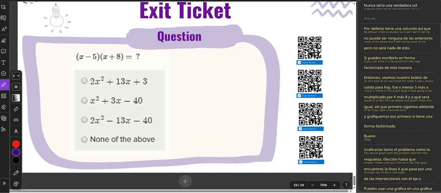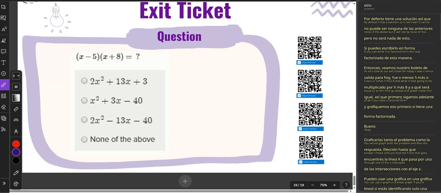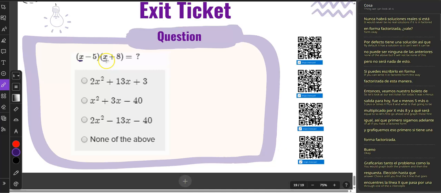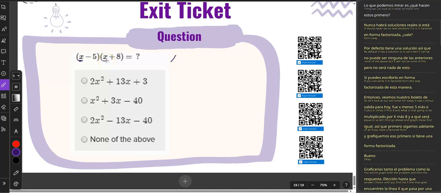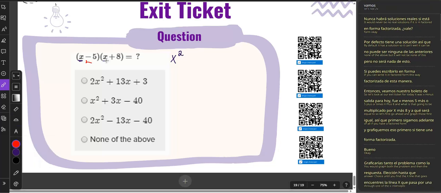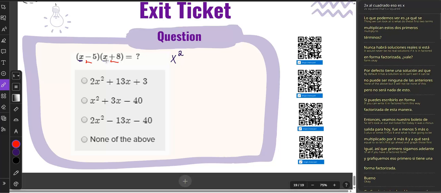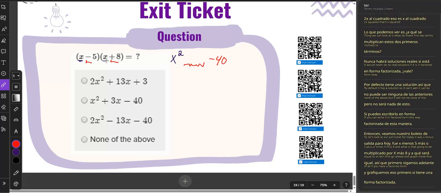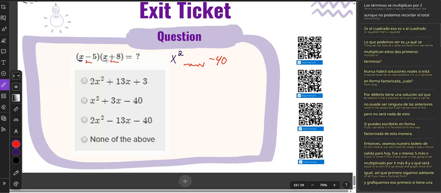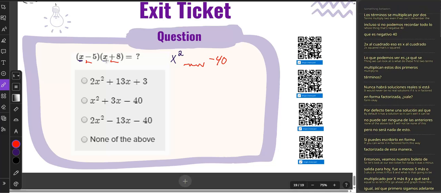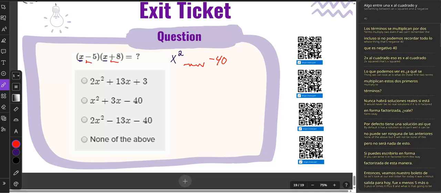Another thing we can look at is what do these first two terms multiply to? That's not 2x squared, that's x squared. And what do these last two terms multiply to? Even if we can't remember the whole thing, that's negative 40. So I can logically say there's something between an x squared and a negative 40, and it probably will be x squared plus 3x minus 40. That's a good way to check.